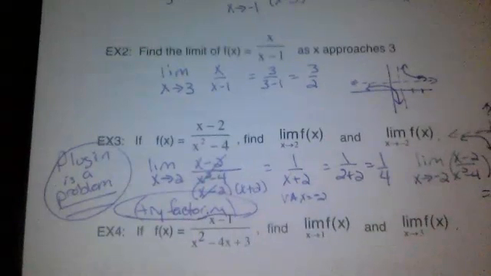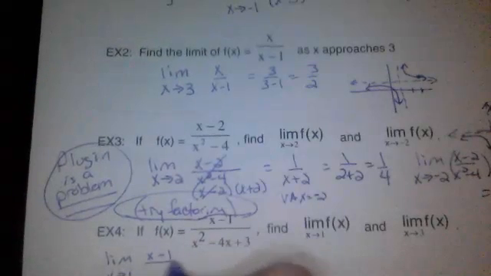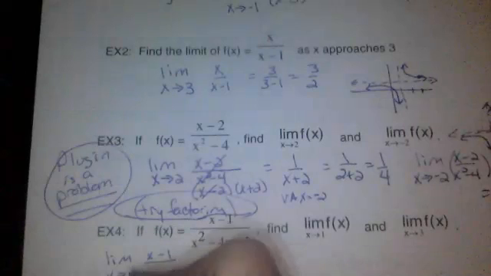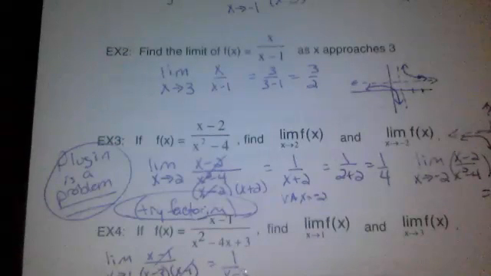All right, the next one wants us to find the limit as x approaches 1 of x minus 1 over x squared minus 4x plus 3. I'm sure that will factor out. Let's see, we've got x minus 3 and x minus 1. And the x minus 1s are going to go away. So it reduces down to 1 over x minus 3.